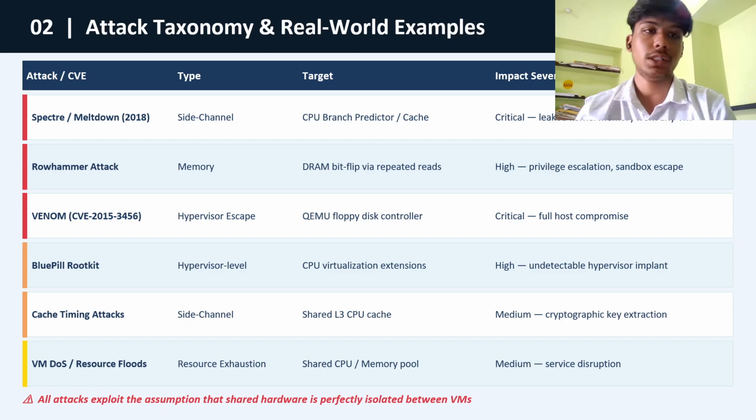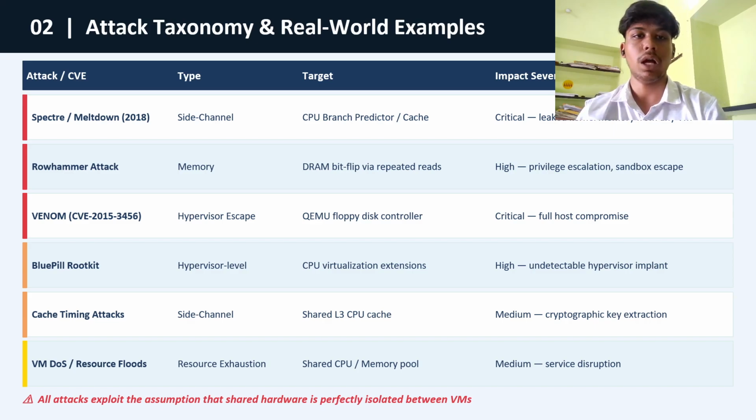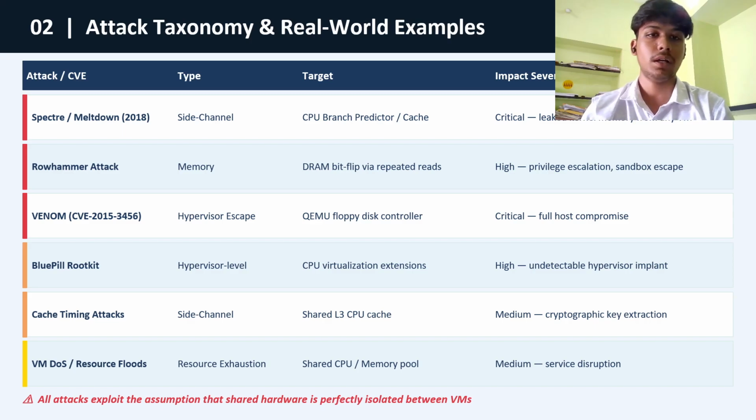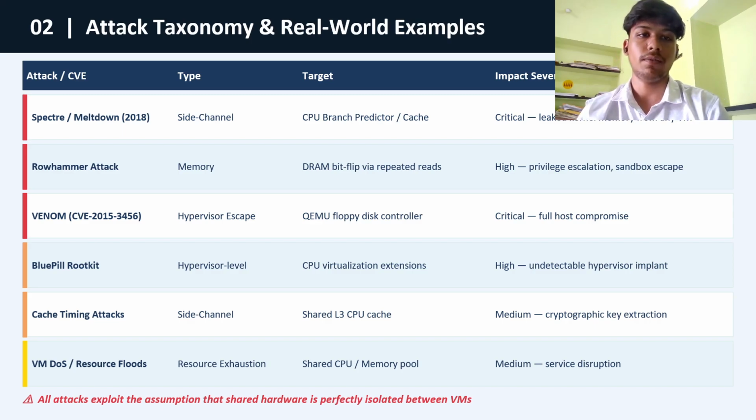Next is VENOM, CVE-2015, which is a hypervisor escape. This one is particularly interesting. Researchers discovered a bug in the code that allowed a VM to completely escape the hypervisor and take control of the entire physical host. The scary part is that the bug had been sitting in the QEMU codebase undetected for over 7 years. So for almost 7 years, the bug had been there.